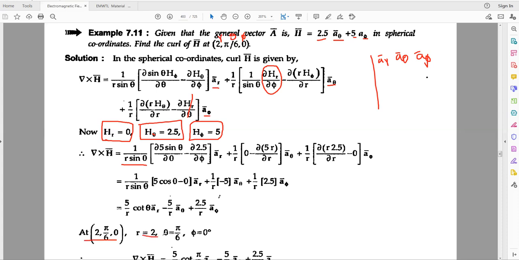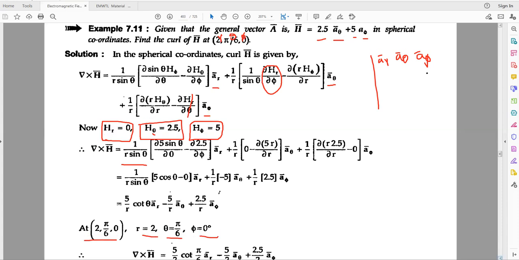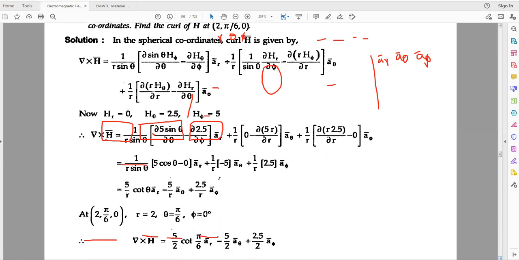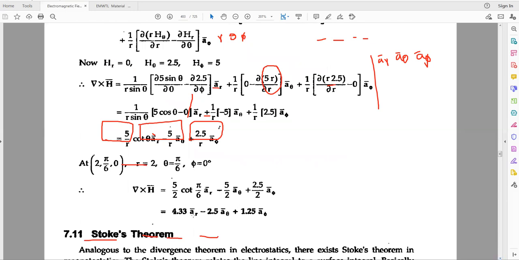Substitute the values R equal to 2, theta equal to pi by 6, and phi equal to 0 degrees. The del cross H bar is equal to 4.33 AR bar minus 2.5 A theta bar plus 1.25 A phi bar. It is very simple. If you know the formula, substitute the values, apply the derivative, and then find the value of del cross H bar.